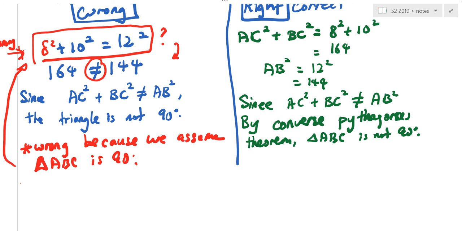Otherwise we are not able to write 8 square plus 10 square equals to 12 square. Do you agree? Because we assume, that's why you are able to write that. But it is not 90 degree. So we cannot start by assuming. Can you understand? No assumption.